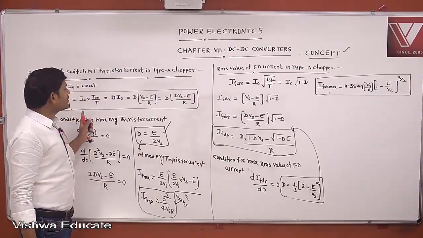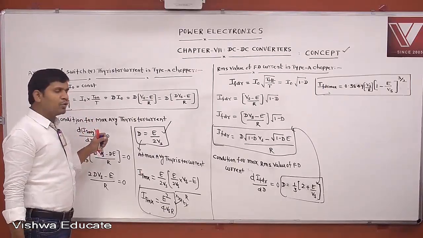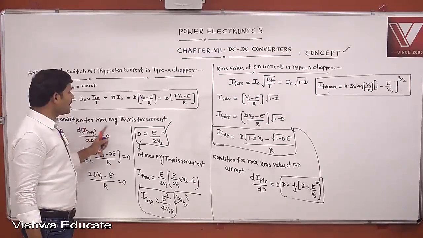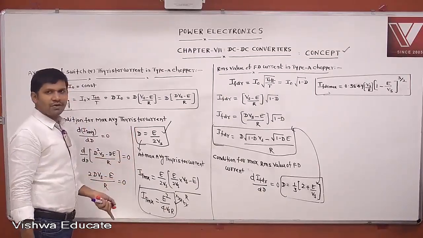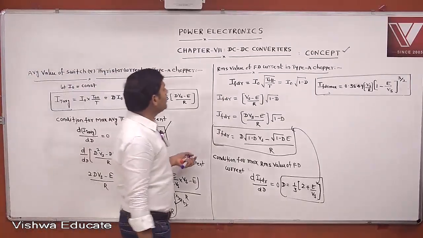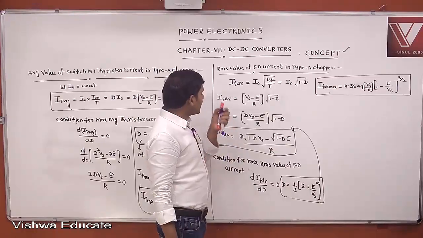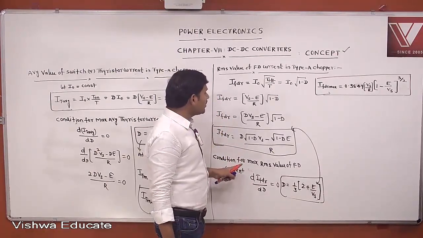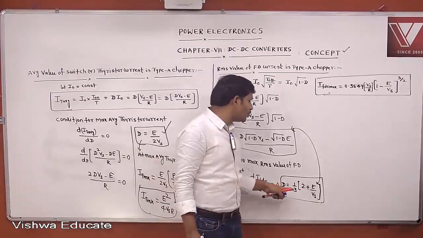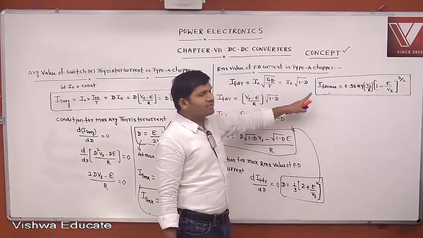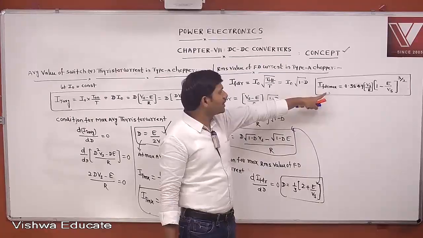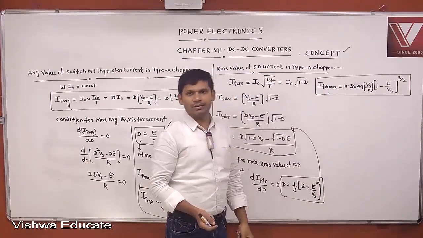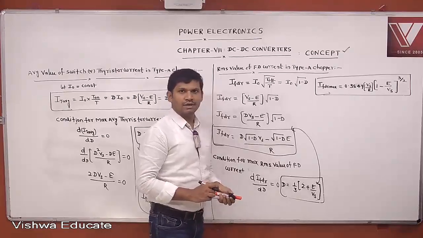A type A chopper is supplying constant current to the load. What is the duty cycle at maximum average series current? E by Vs. What is the value of maximum average series current? Similarly, a type A chopper is supplying constant current to the load. What is the duty cycle at maximum RMS value of freewheeling diode current? 1 by 3 into (2 plus E by Vs). What is that RMS value of current? Maximum RMS freewheeling diode current is 0.3849 into Vs by R into (1 minus E by Vs) to the power of 3 by 2. Okay, now this concept. Quickly note down.